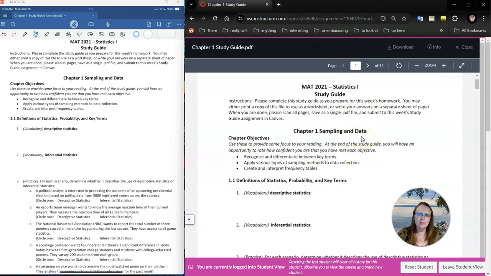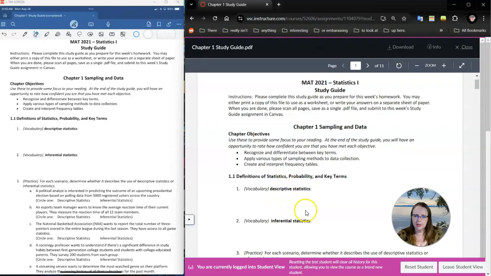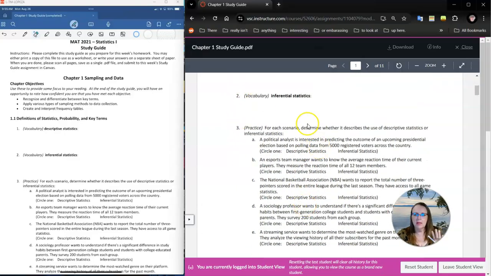You don't have to write out full big word problems. Things like the definitions, the vocabulary, you probably want to write the word and then the definition. But for things like problems where there are multiple scenarios, you don't have to write it all out. For this one, you could do 3A and write down what your answer is for it.